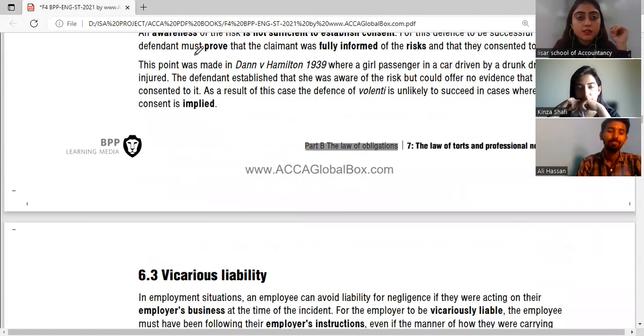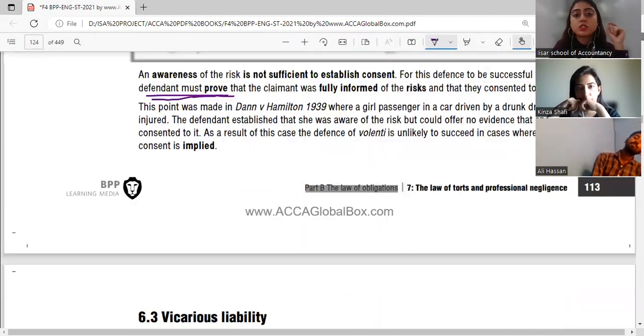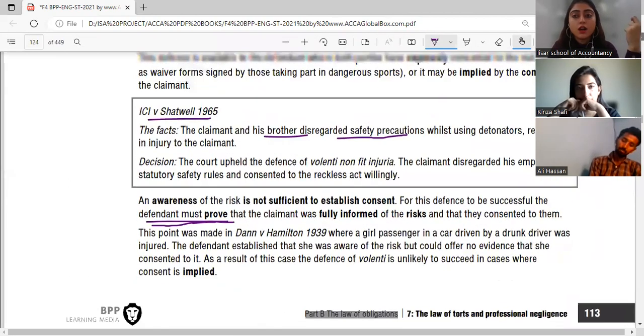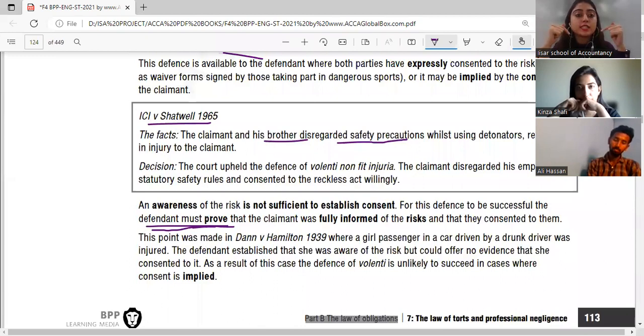Next. Now see, the defendant must prove. अब defendant को क्या prove करना है? देखो जी, जब claimant होते हैं ना, तो जाके court में sue करते हैं. उसको अगर पता भी होता है कि मेरी गलती थी, वो क्यों बोलेगा कि मेरी गलती थी? अगर उसको पता है उसकी गलती थी तो वो कोर्ट में सू नहीं करेगा.